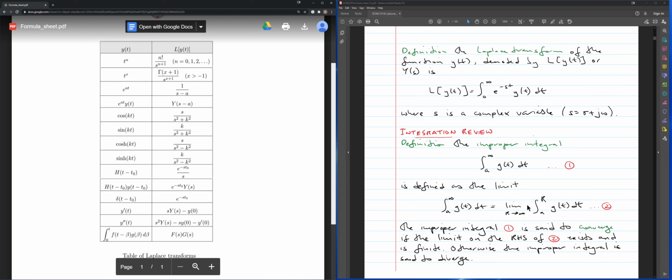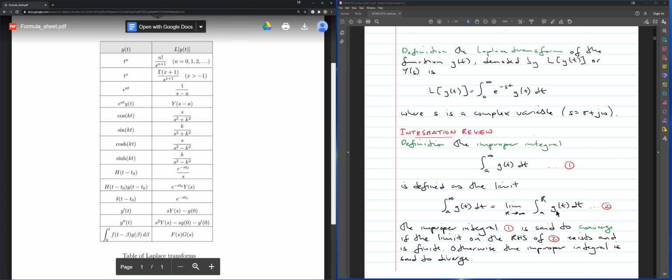As I said before, this will just work out to be some function of r, your integral from a to r of g of t dt. When you work this out, it is just a function of r, and then you take the limit of this as r goes to infinity. So this improper integral on your left-hand side is said to converge if this limit on your right-hand side exists and is finite.